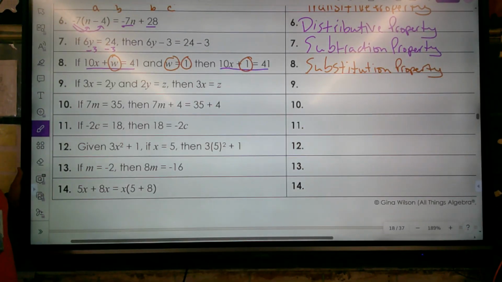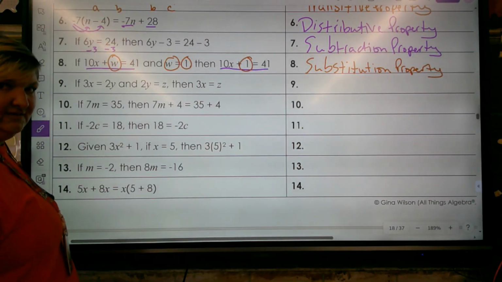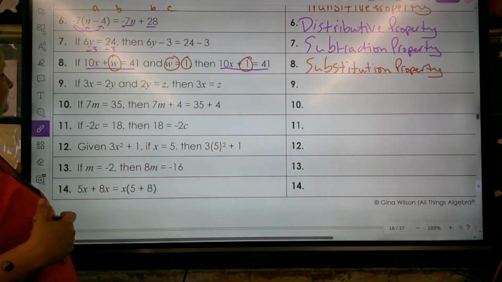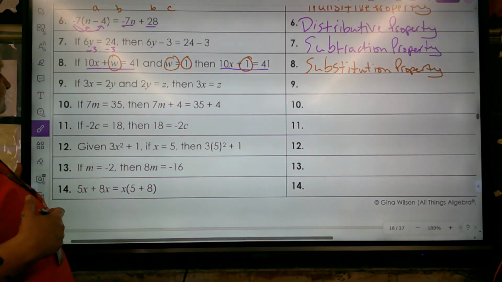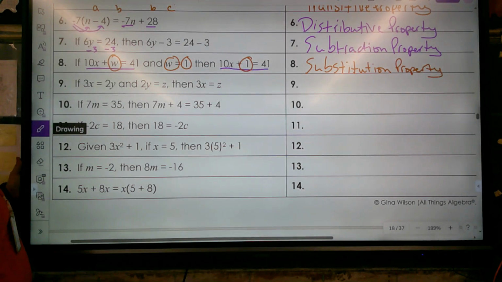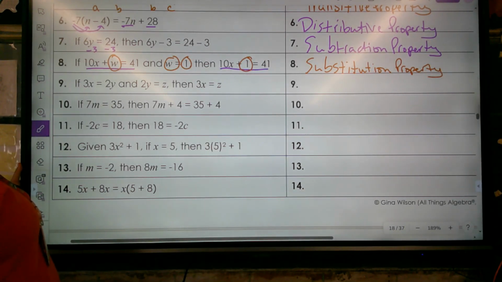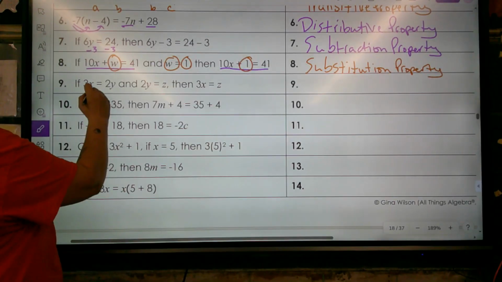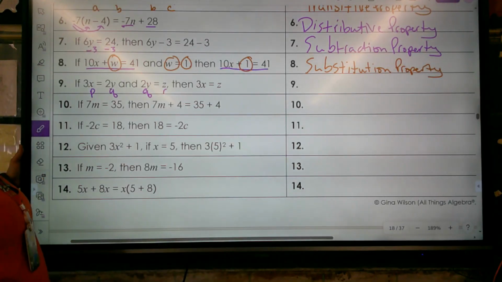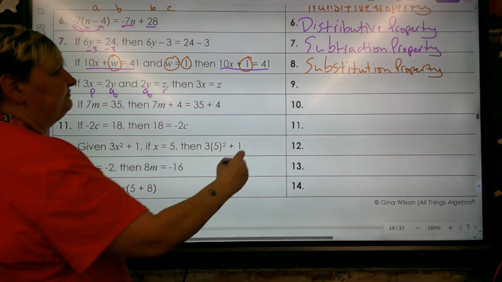All right, pause it and try number 9, and then restart and see if you ended up with what I ended up with. 9 says if 3x equals 2y and 2y equals z, then 3x equals z. Right? P, Q, Q, R. Transitive property. Right?